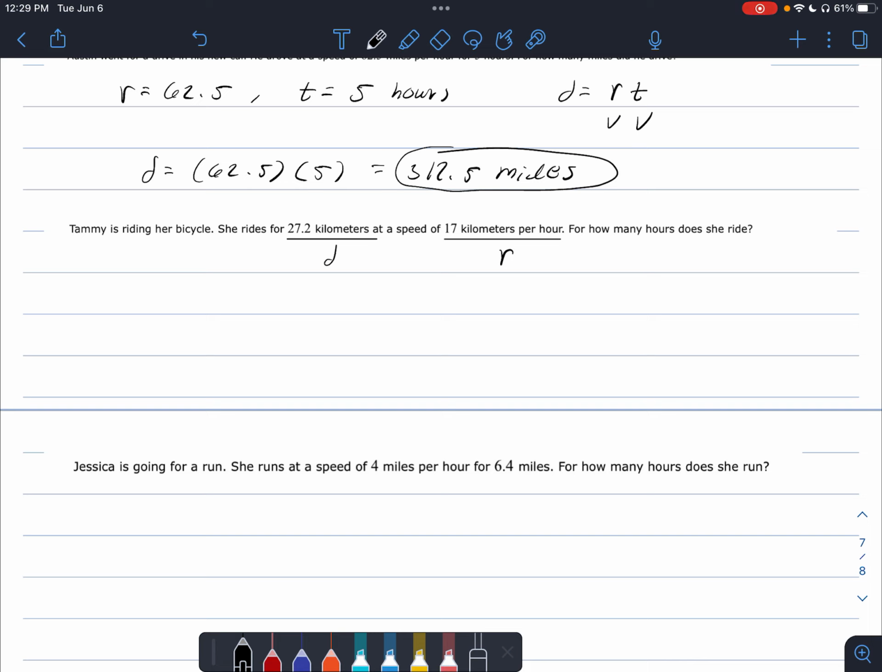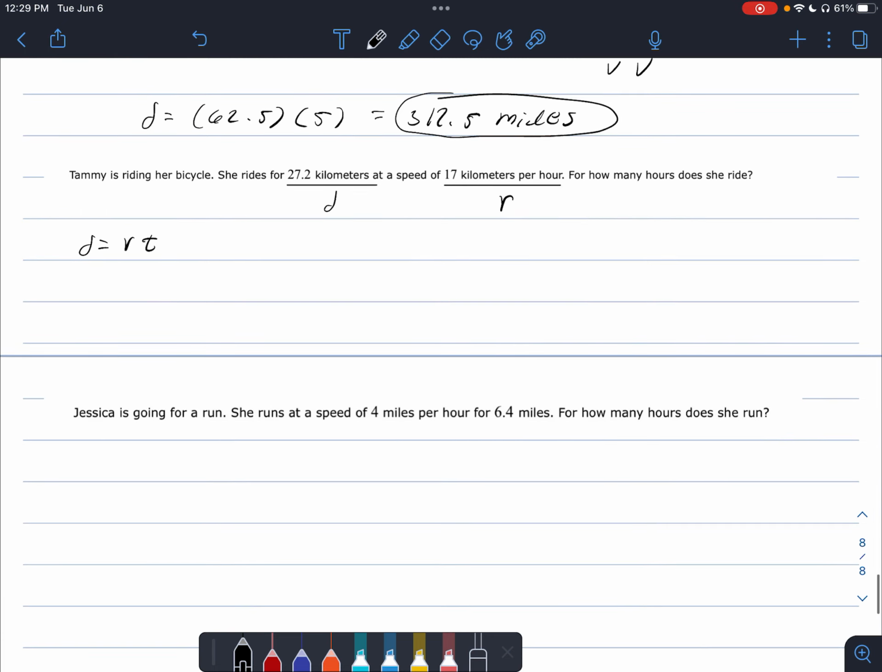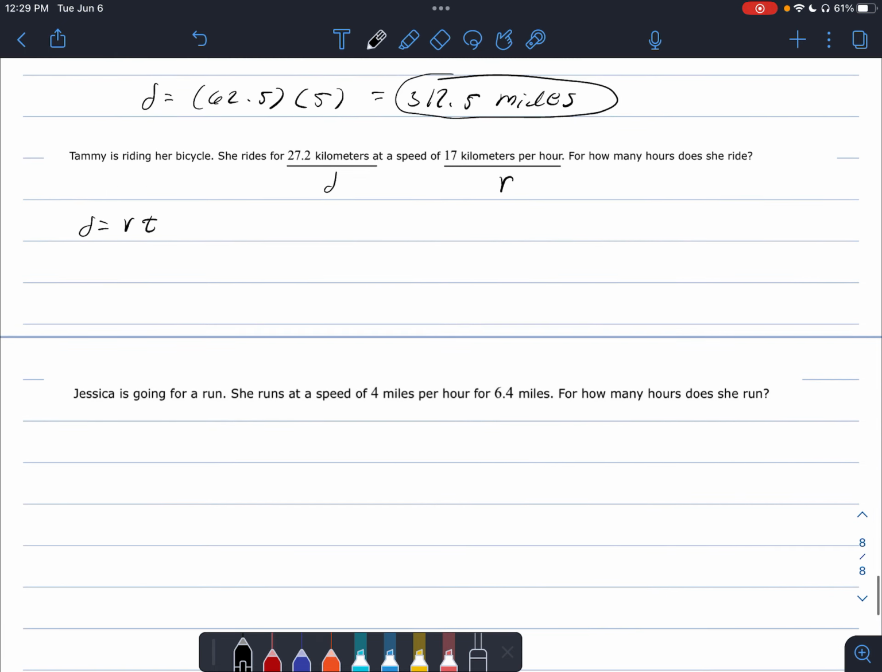So we know our D and our R. We have D equals RT. So D is known, R is known. We need to know T. So what we can do is go ahead and solve for T before we plug any numbers in. Let's divide both sides of the equation by R. These R's will cancel, and we get that T is equal to D divided by R.